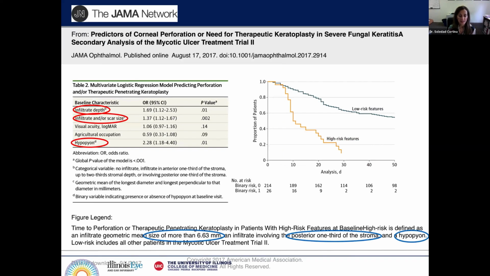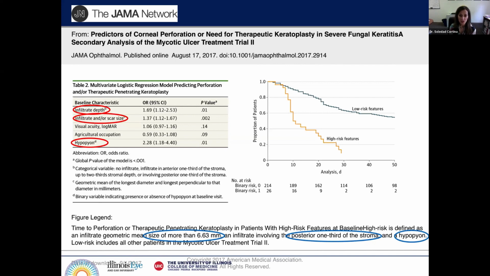This was another study. Actually, this study is derived from the MUTT trial, from the same data. It's just another way of analyzing the data. What they looked at is the predictors for corneal perforation or need for therapeutic keratoplasty in severe fungal keratitis, so it's a secondary analysis. What they showed is that the depth of the infiltrate, the size of the infiltrate, and the presence of a hypopyon are the three most important risk factors for perforation and need for therapeutic keratoplasty.